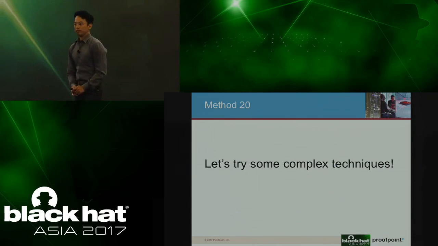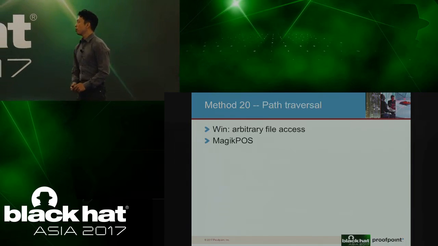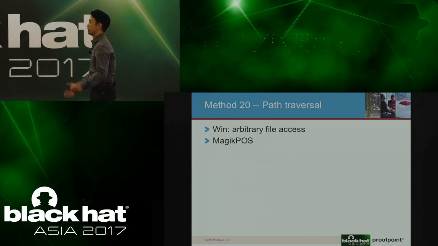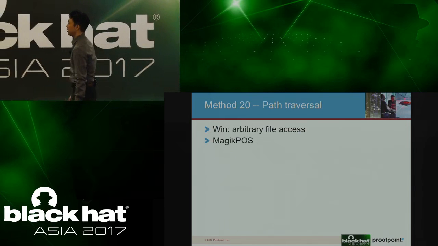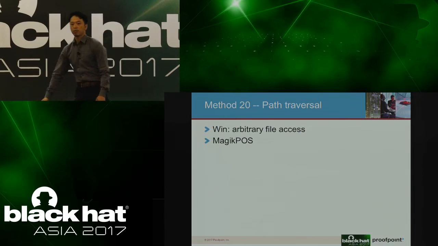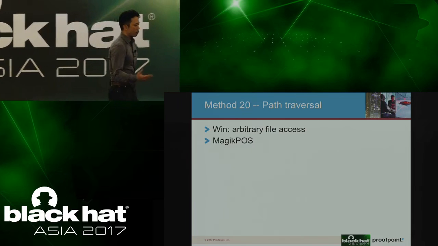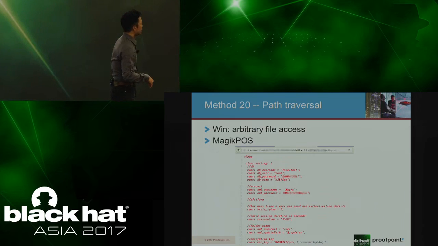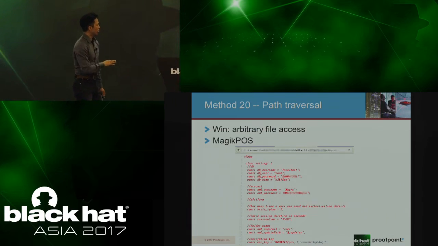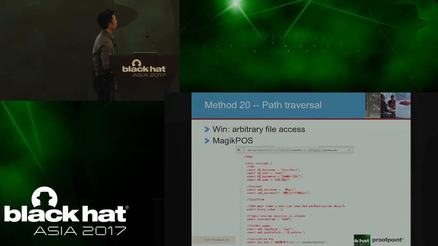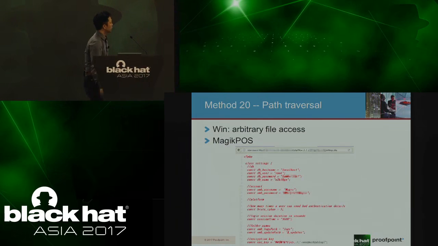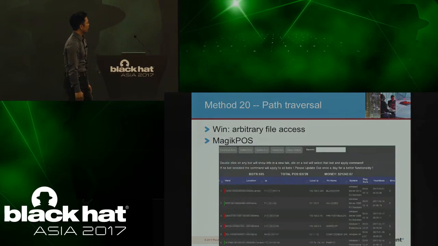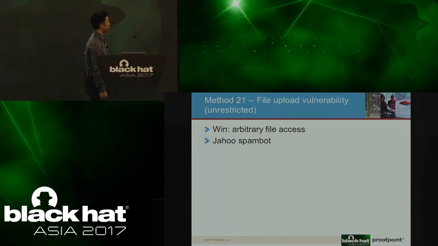Okay, method 20. Some more complicated or complex techniques. Path traversal, magic paths. This is a malware that targets point of sale systems. And what they did was their code was vulnerable to arbitrary file upload or path traversal. And so we were able to upload a shell and also get access to their command and control panel.